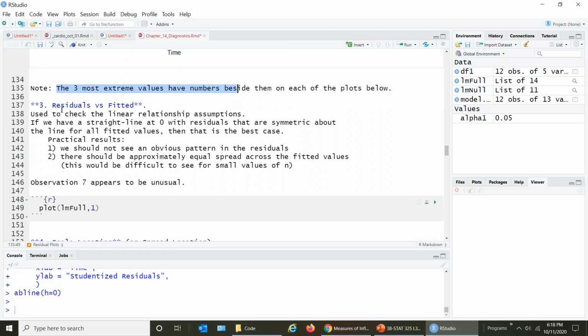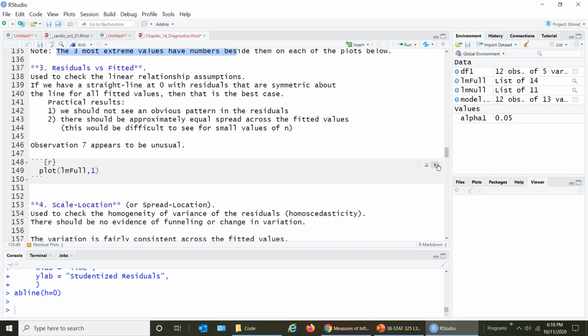Okay. So we're going to look at residuals versus fitted. And this is used to check, again, the linear relationship assumptions. We should have a straight line at 0, and the residuals should be approximately symmetric about that line for all the fitted values, and that would be the best case. Now, practically, we should not see an obvious pattern. There should be an approximately equal spread across the fitted values, but sometimes this is difficult to see when we have a small sample size.